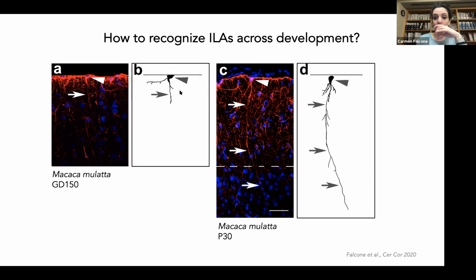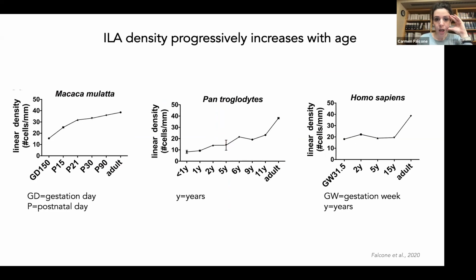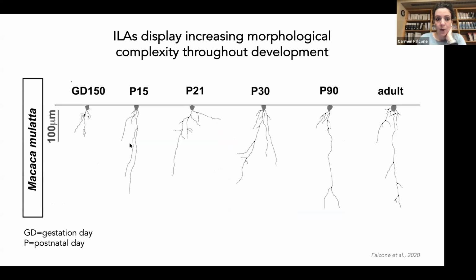So this is an example of what they look like prenatally in the macaque, very short processes. And then this is at 1 month after birth in macaque. So they grow these longer processes. So we were able to count and measure their density, and we found that the density progressively increases over age, and they are already present prenatally.